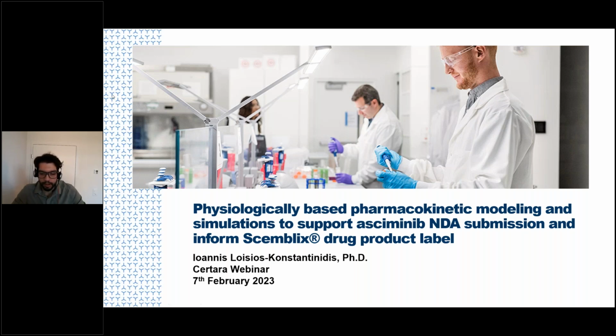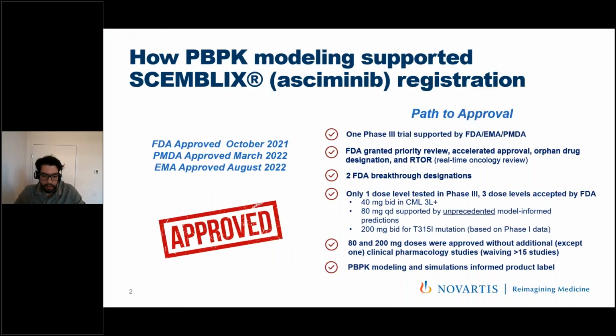As Oli mentioned, today we are going to discuss the impact of physiologically based pharmacokinetic modeling and simulation to support the asciminib NDA submission and to inform Scemblix's drug product label. If we go to the next slide, this slide shows that Scemblix, the trade name of asciminib, was recently approved by the FDA in October of 2021, and earlier last year in March and August by PMDA and EMA respectively.